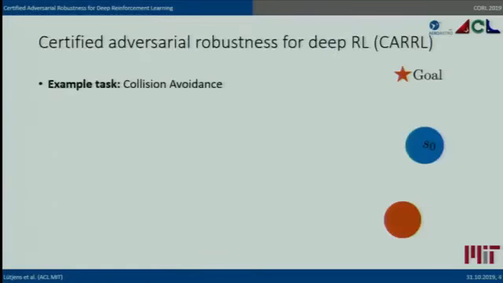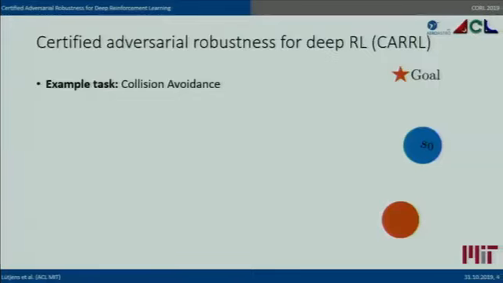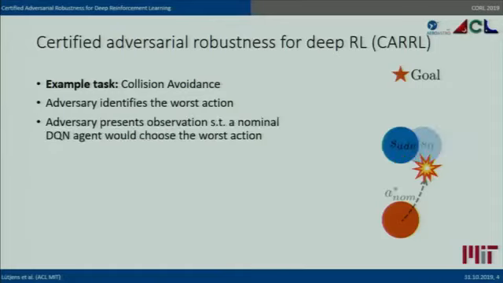In the example task of collision avoidance, our algorithm works as follows. There's an orange agent that tries to reach its goal while avoiding this blue dynamic obstacle. However, there's an adversary that has access to the true state and checks what would be the worst possible action in the given state. So here, the one that collides. And it can present the agent with a corrupted observation that makes the agent choose the worst possible action. So a standard DQN agent would only see the corrupted observation, maximize the Q value, and execute the worst possible action, here colliding.